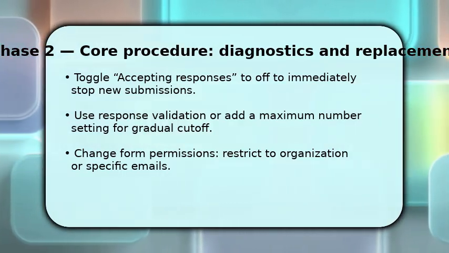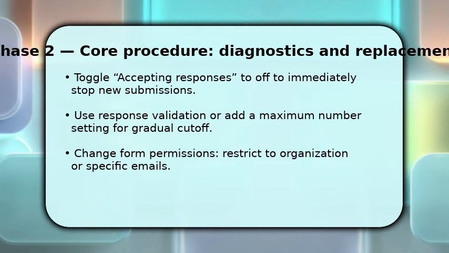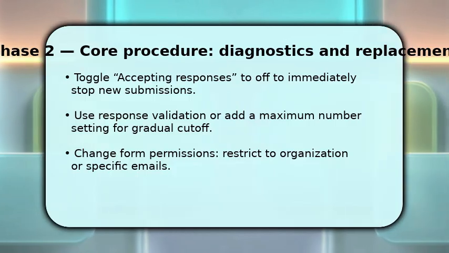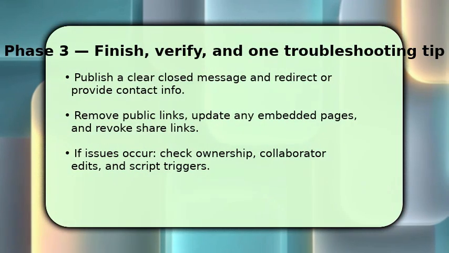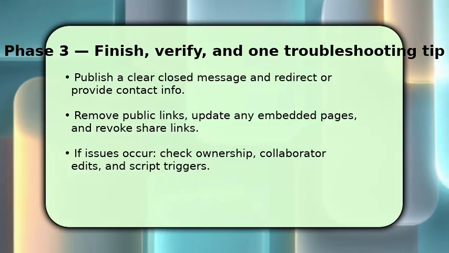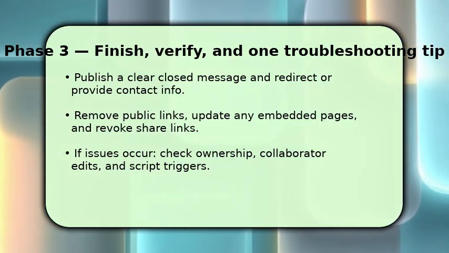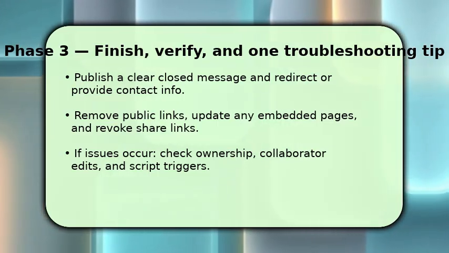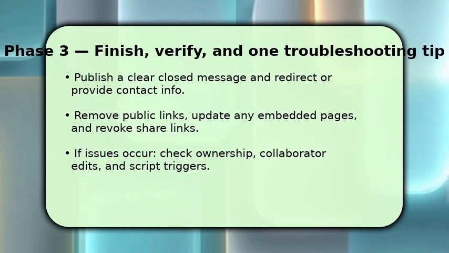Make sure to save changes and test with an alternate account to confirm the form behaves as intended before announcing. Finish by customizing the closed form message so visitors know why registration stopped and where to go instead. Then, remove any public links, update embedded pages, and revoke shared links to prevent accidental reopening.